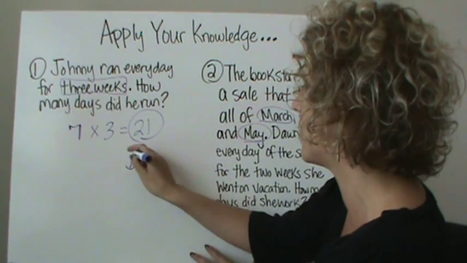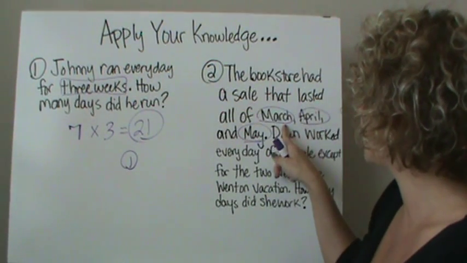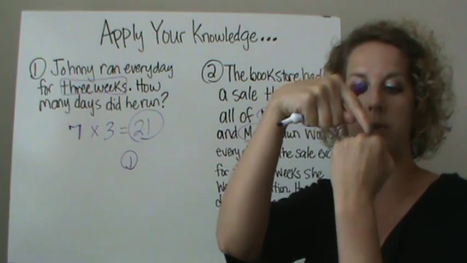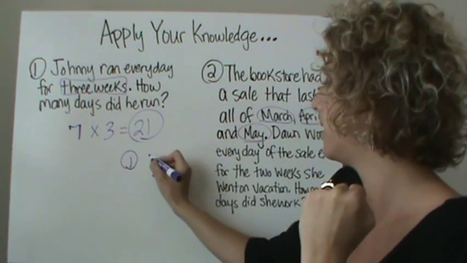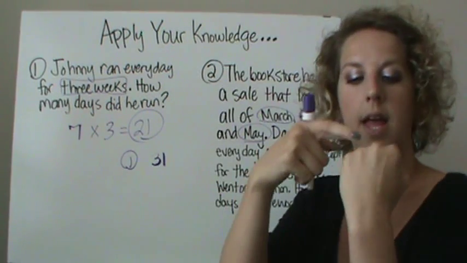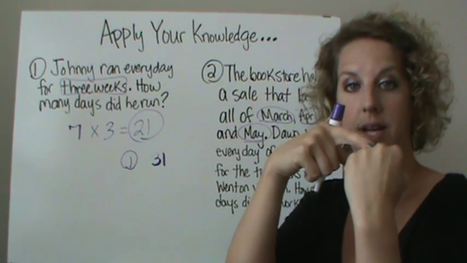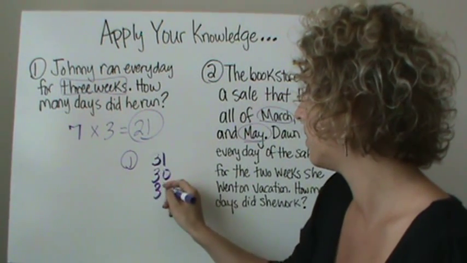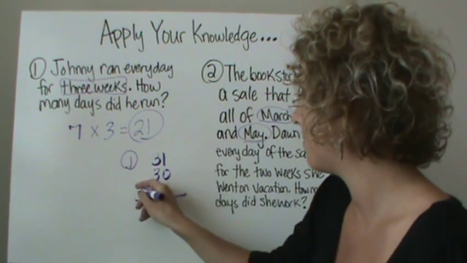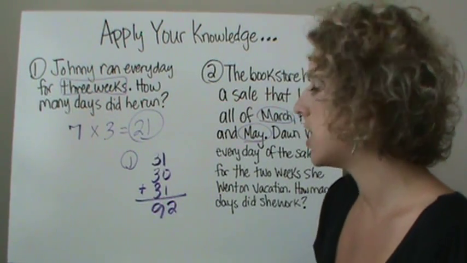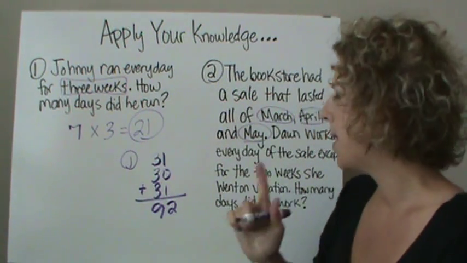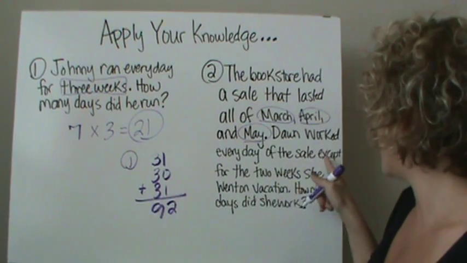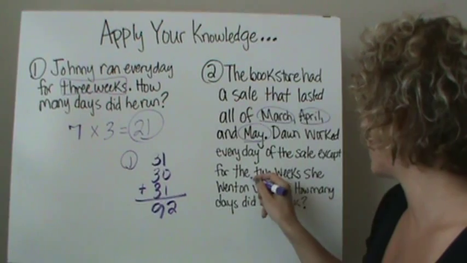I'm going to do my work over here. My first step, I need to figure out March, April, and May. Get out your fist. January, February. March has 31. April and May. April has 30. May has 31. Now you add it up. So 92 days, but then it says except for the 2 weeks she was on vacation.